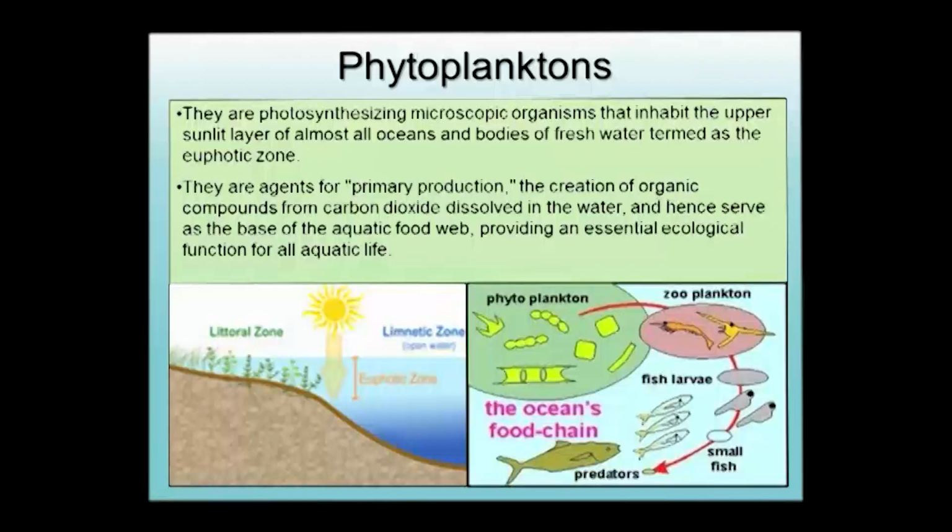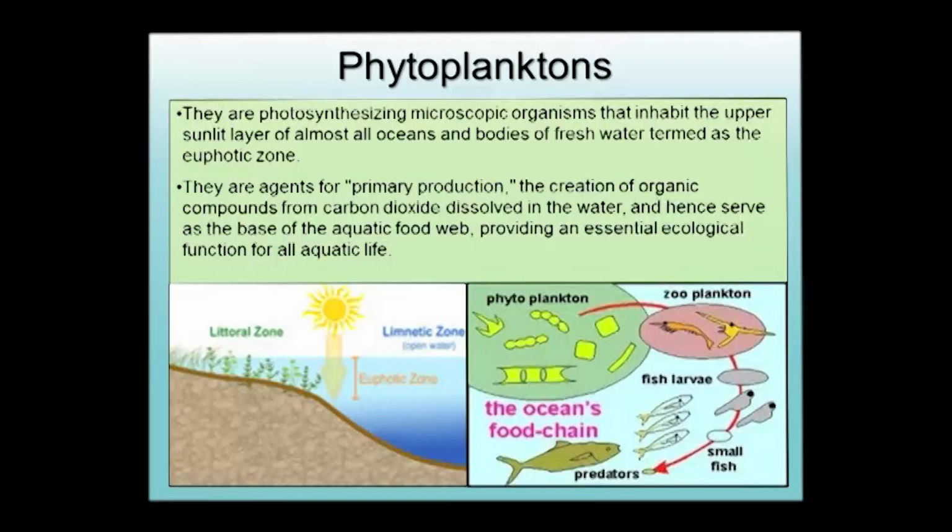Sir, how do phytoplanktons act as the base for the aquatic food web? As you can see here, the phytoplanktons are the producers. Right. They synthesize the organic matter from CO2 and water. The fish larvae feed on the phytoplanktons, which in turn are eaten by small fishes, and the small fishes attract the larger fishes. In this way, a cycle goes on, and hence the phytoplankton forms the base of the food chain.